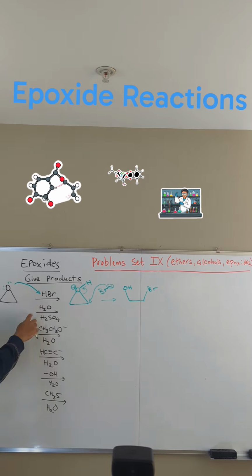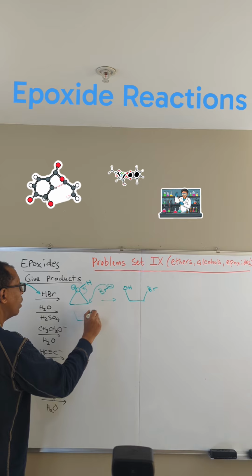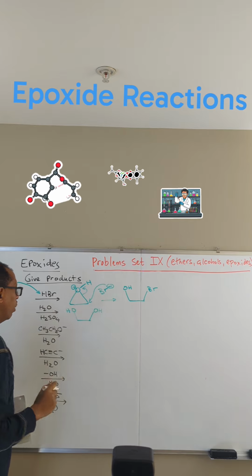Let's do this. If you open with water and sulfuric acid, the sulfuric acid would obviously protonate it, and you have water around it, so this would form a diol, meaning that you have a diol after ring opening.